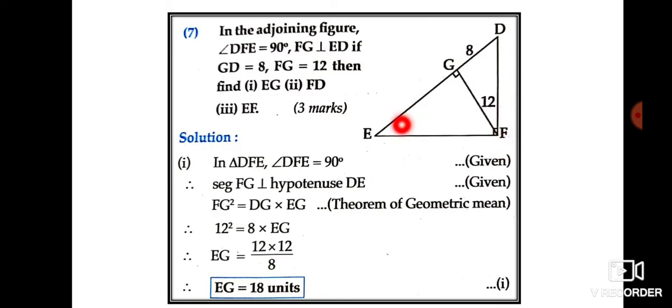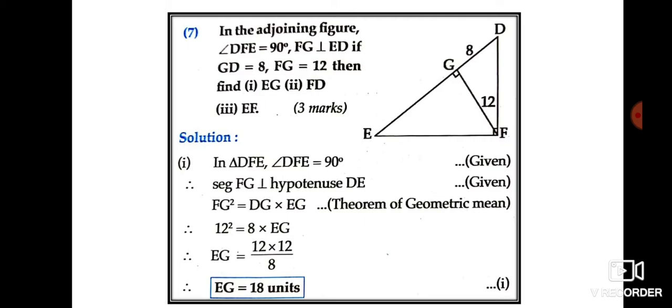Here we have to find this EG. Second, we have to find FD, this side. And third, you have to find EF. So three things we have to find in this sum. Let us do it one by one.